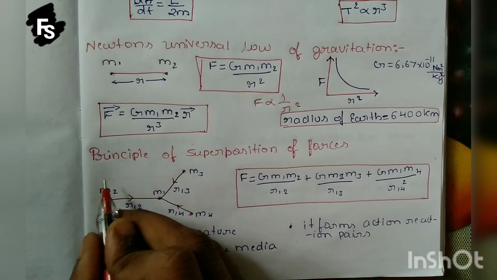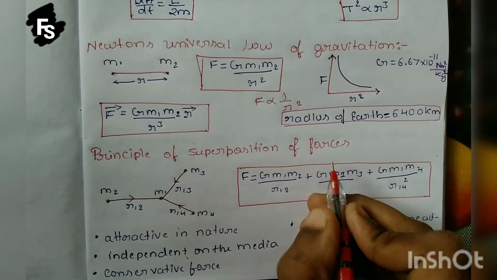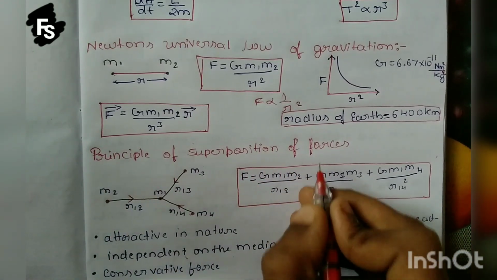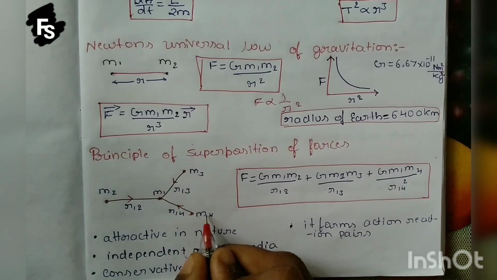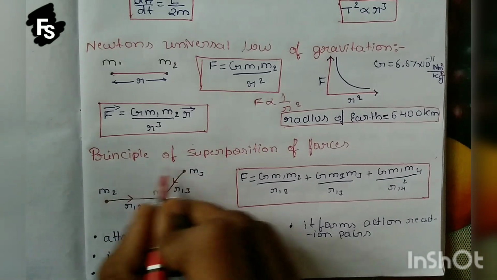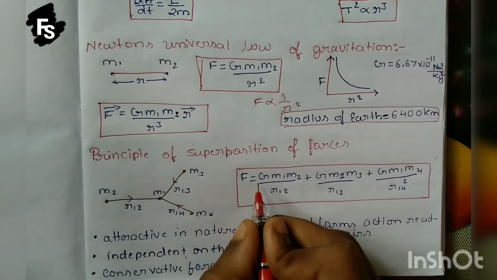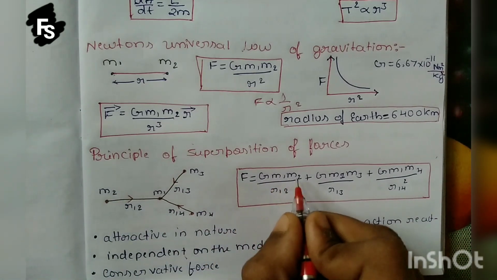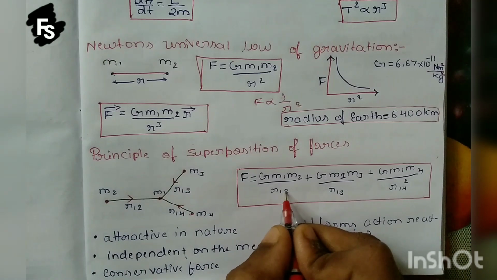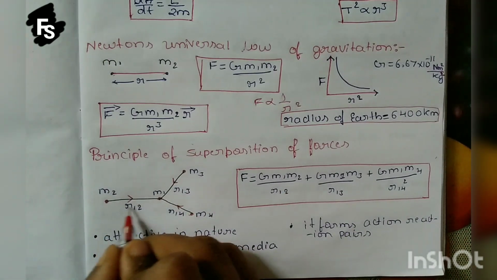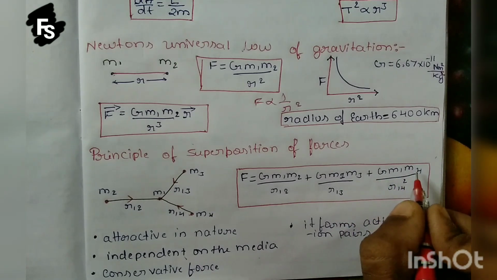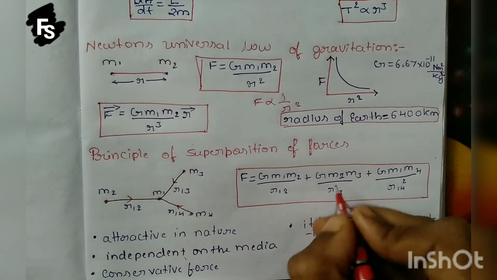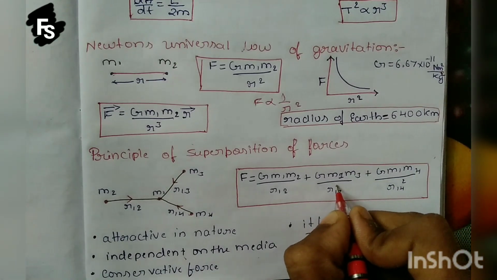Okay, next come to the principle of superposition of forces. The principle of superposition of forces states, here this is m1, this is m2, this is m3, this is m4. The whole force acting in this system is F equals G m1 m2 by r12 square, you have to take this distance r12, plus G m1 m3 by r13 square, plus G m1 m4 by r14 square.